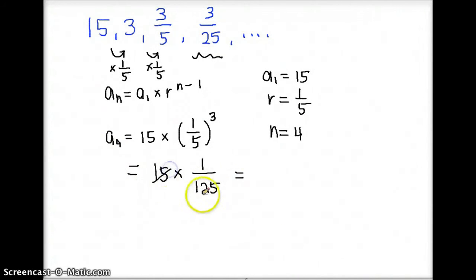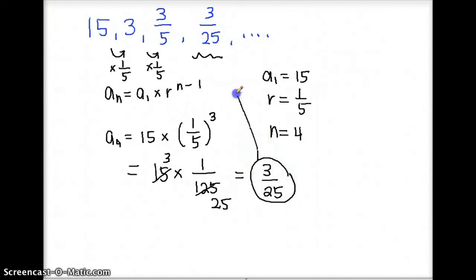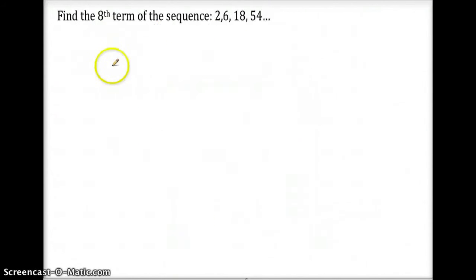And then we're going to cancel out the 5, so we have 3/25. So we just verified that the fourth term of the sequence is actually 3/25. So we're going to use this formula to try to solve some problems I have here.